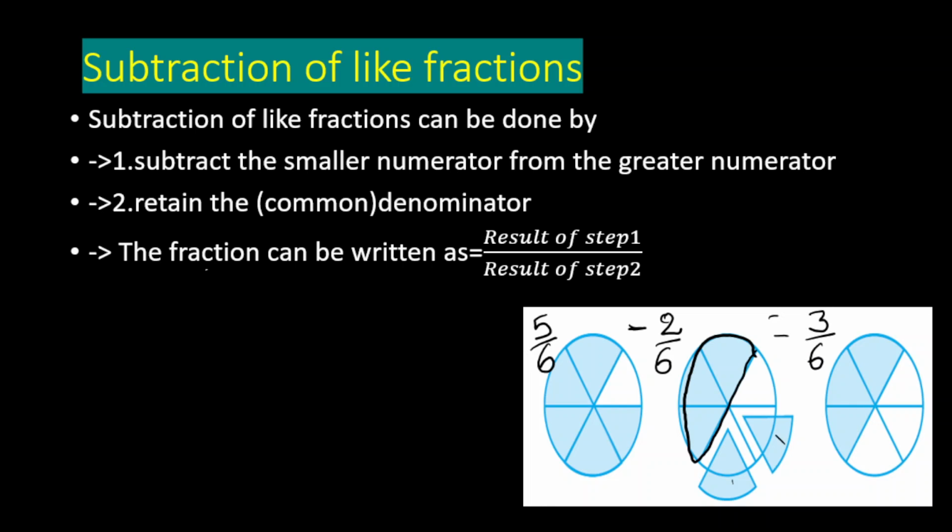And here in subtraction we need to subtract the smaller numerator from the greater numerator, and here the greater numerator is 5. We need to subtract the smaller numerator 2 and we need to retain the common denominator, and the fraction becomes 3/6.